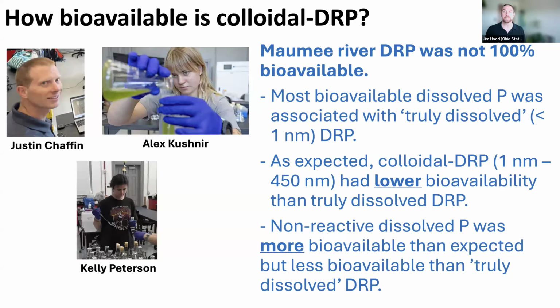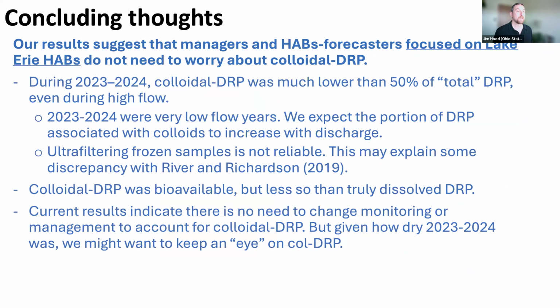Most of the bioavailable dissolved phosphorus was associated with truly dissolved DRP, the fraction less than 1 nanometer. As expected, colloidal DRP did have a lower bioavailability than truly dissolved DRP. And then, somewhat surprisingly, that non-reactive dissolved P fraction was more bioavailable than expected, but still less bioavailable than the truly dissolved fraction.